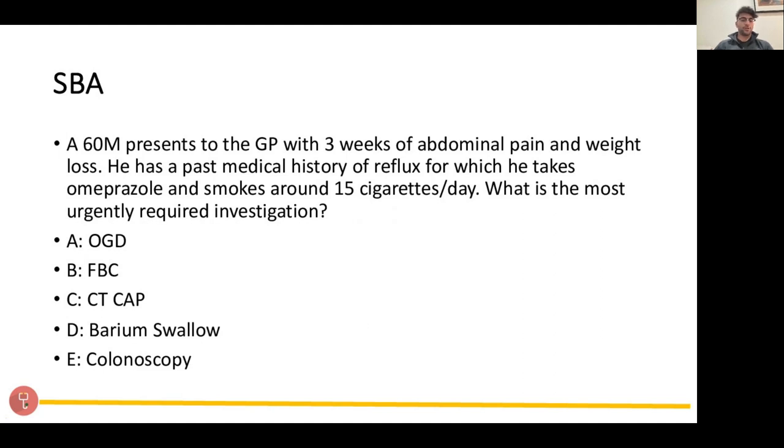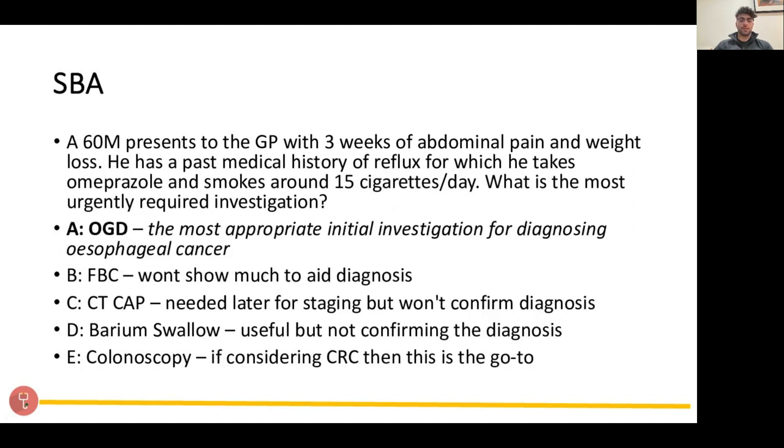Okay. 80% of you have gone for an OGD, and that's correct. The key thing here is the most urgently required investigation. Now, OGD is the most appropriate initial investigation for diagnosing an esophageal cancer. You're considering this because he meets the 2-week wait criteria for esophageal cancer. He smokes, has a history of reflux, and takes omeprazole.